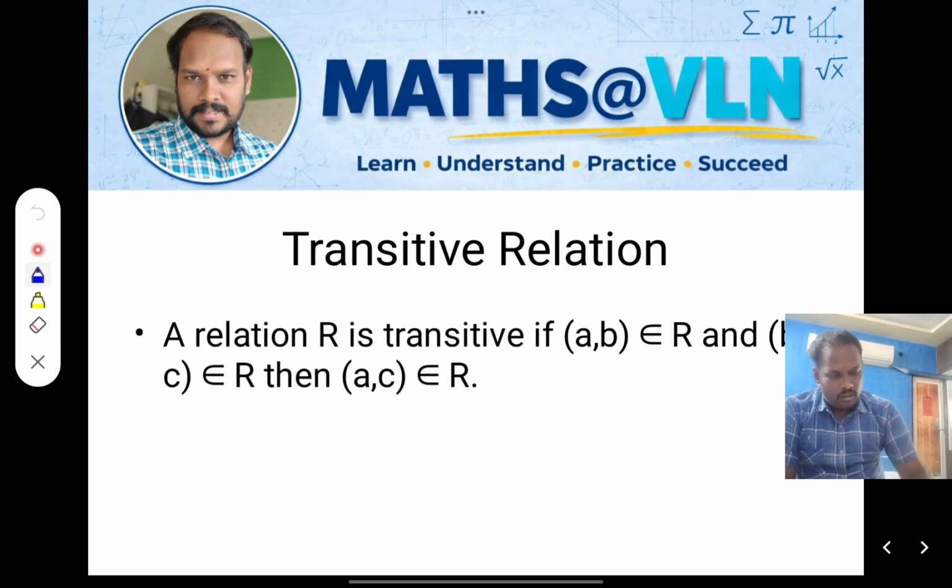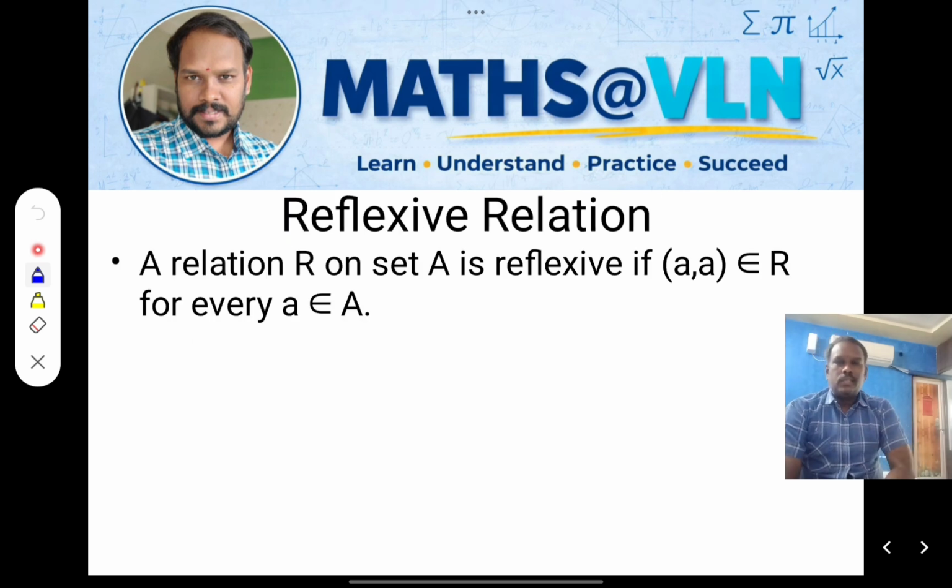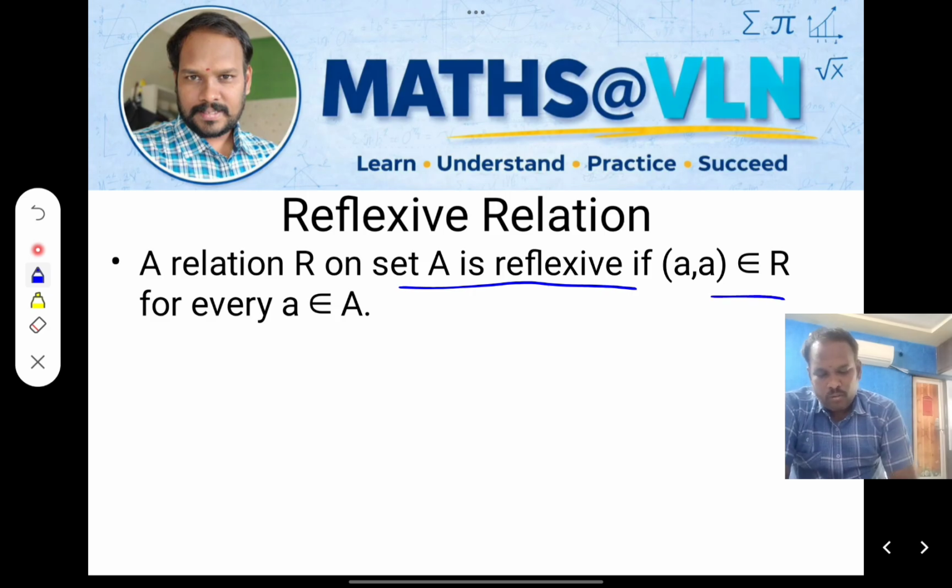Okay, now the first one, reflexive relation. What is a reflexive relation? A relation R on set A is reflexive if (a, a) belongs to R for every a belongs to A.